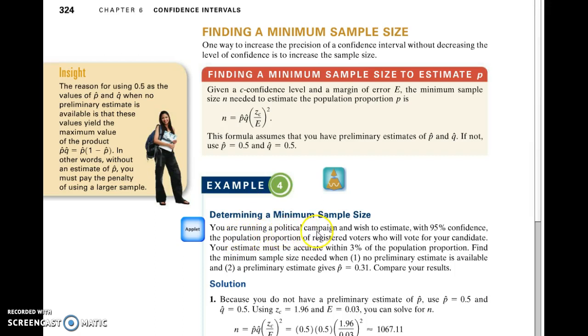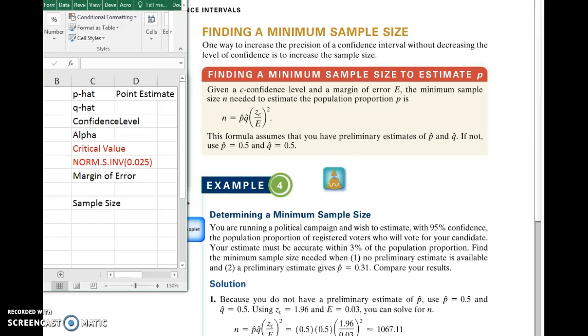We're running a political campaign in which we want to estimate with 95% confidence the population proportion of registered voters who are going to vote for your candidate. Your estimate must be accurate within 3% of the population proportion. So the first part, we're going to find the minimum sample size needed with no preliminary estimate.